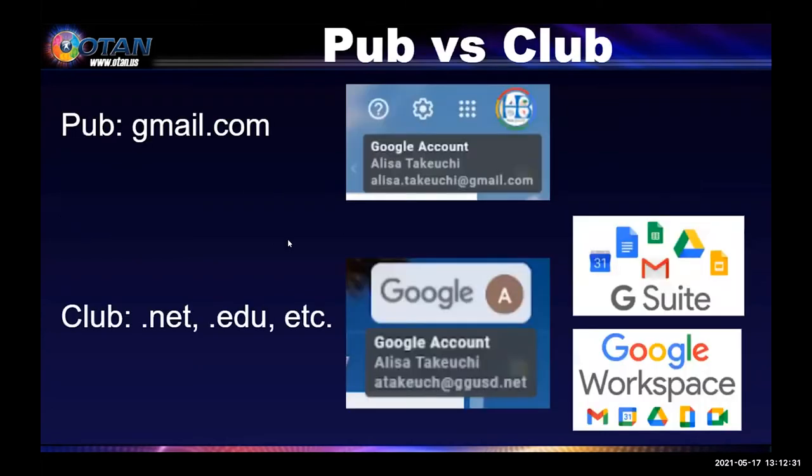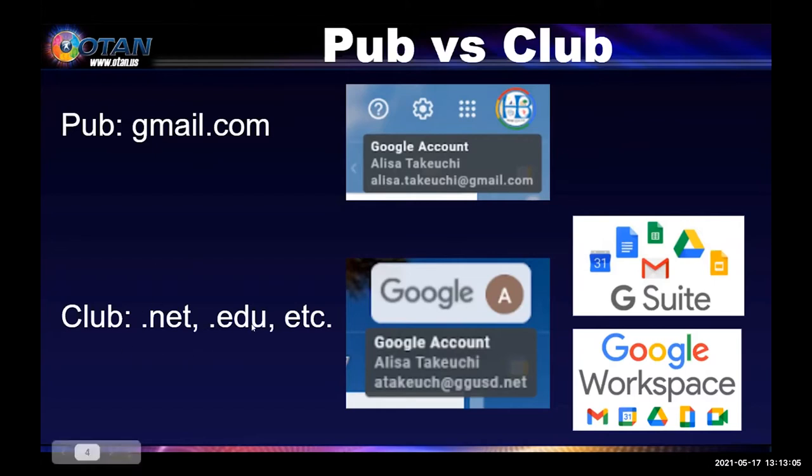All right, so if you've been in any of Melinda's workshops, then you know the terms club and pub. And if you're not really familiar with it, it's just her way of expressing the differences between your school or your work email, Gmail, and the public Gmail. So I have the examples on here where if you have a gmail.com, that's a public account. That means it's open, it's free. You just sign up at gmail.com and you have your name at gmail.com.